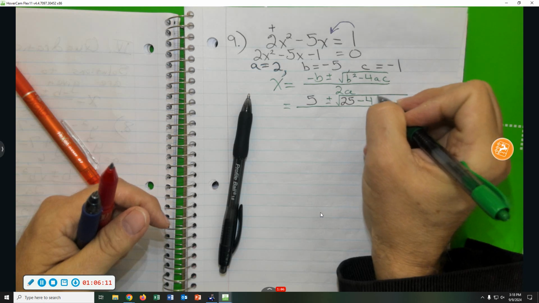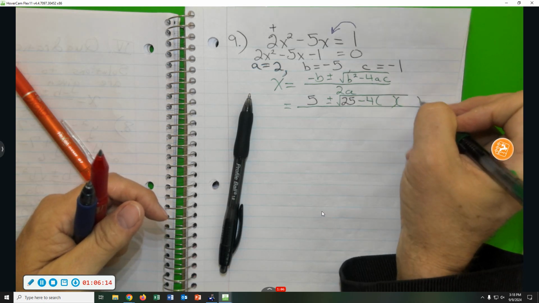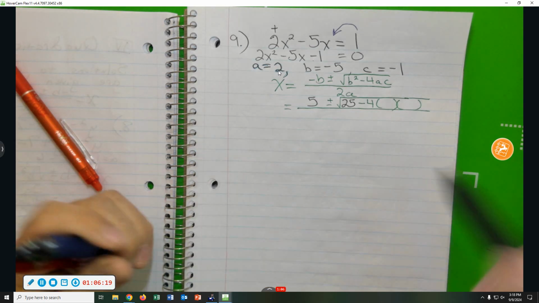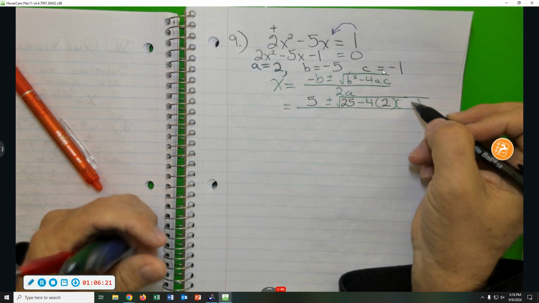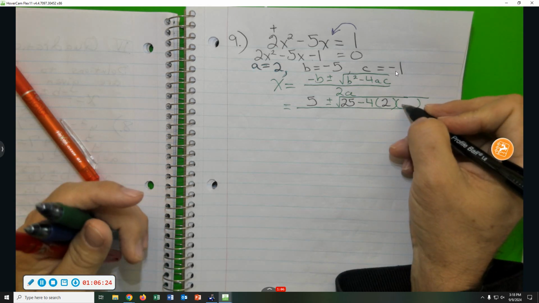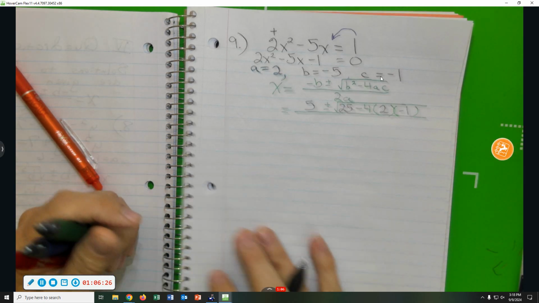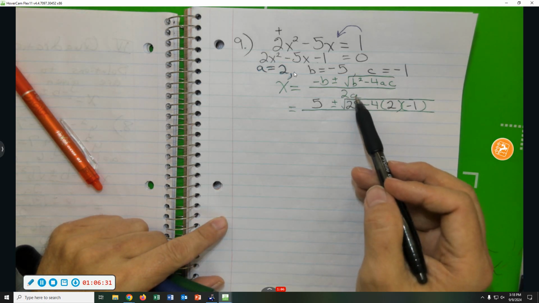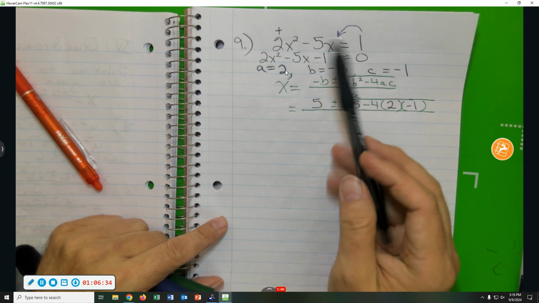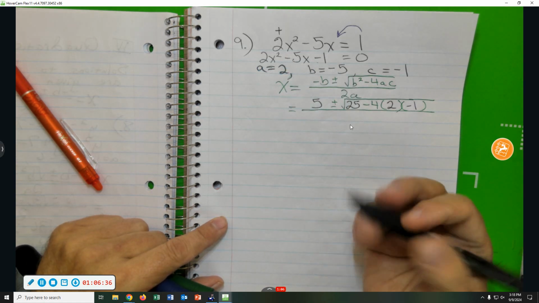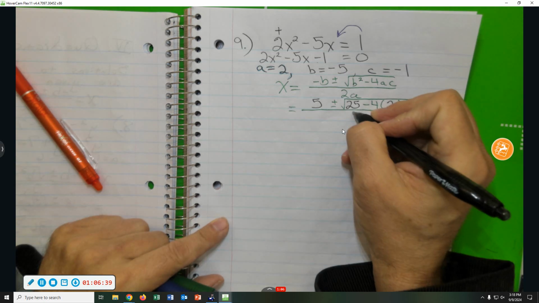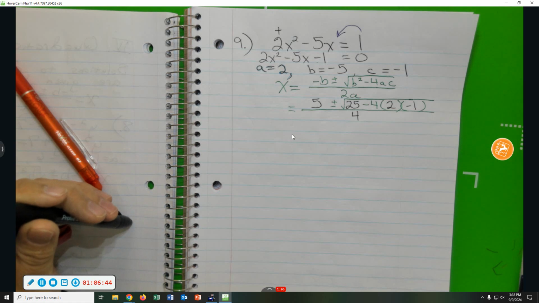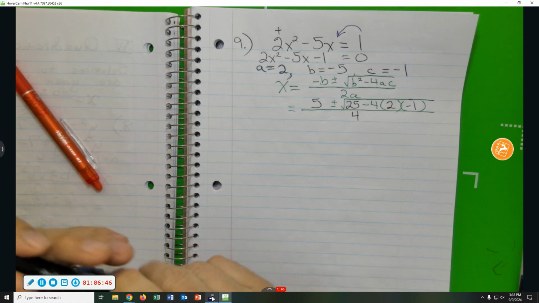minus 4 times a times c. A is a 2, and C is a negative 1. What about 2 times A? 2 times 2 is going to give me a denominator of 4. I agree. Watch out for those double negatives.